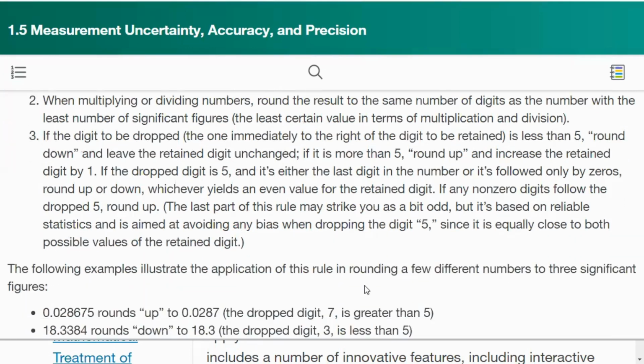If the digit to be dropped, the one immediately to the right of the digit to be retained, is less than 5, round down and leave the retained digit unchanged. If it is more than 5, round up and increase the retained digit by 1. If the dropped digit is 5 and it's either the last digit in the number or it is followed by zeros, round up or down, whichever yields an even value for the retained digit. If any non-zero digits follow the dropped 5, round up.